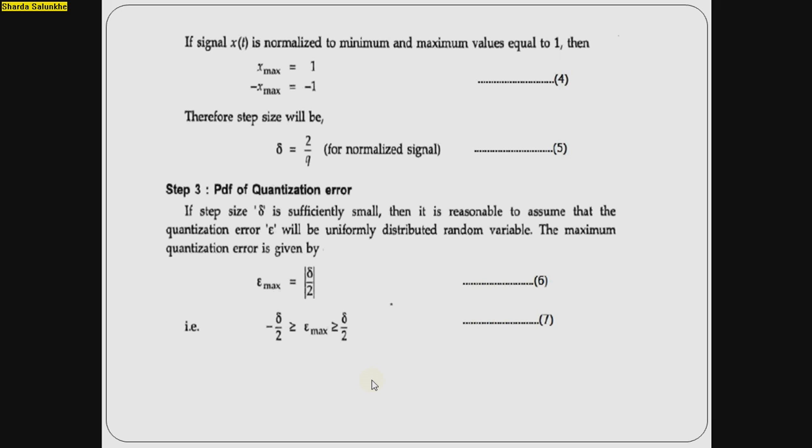Next, the probability density function of the quantization error. Suppose the step size delta is sufficiently small; then it is reasonable to assume that the quantization error will be a uniformly distributed random variable. Then the maximum quantization error is given by E max equal to delta by 2. So your error should be between minus delta by 2 and plus delta by 2.